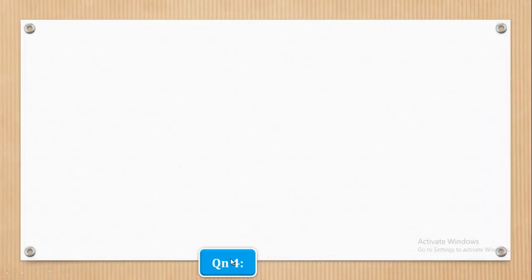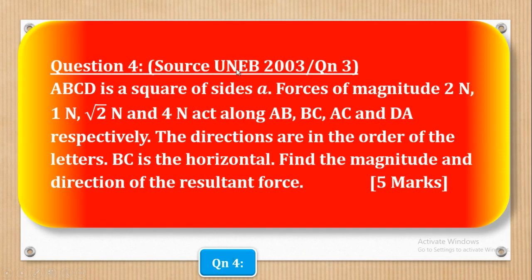So now we shall go to question 4, and question 4 came from UNEB 2003 paper 2 question 3, and says that ABCD is a square of sides A, forces of magnitude 2 Newton, 1 Newton, root 2 Newton and 4 Newton act along AB, BC, AC and DA respectively. The directions are in the order of the letters.